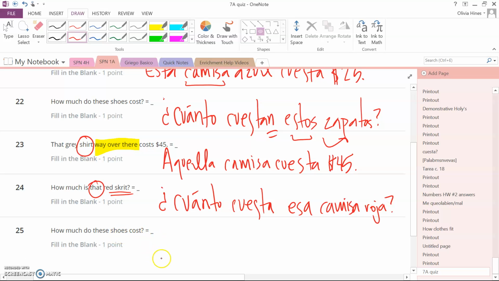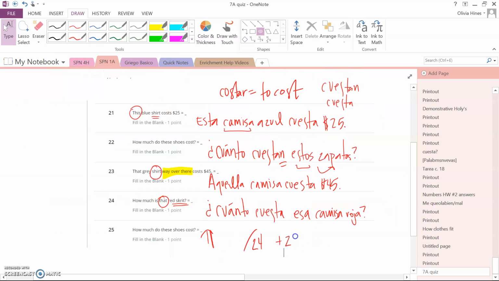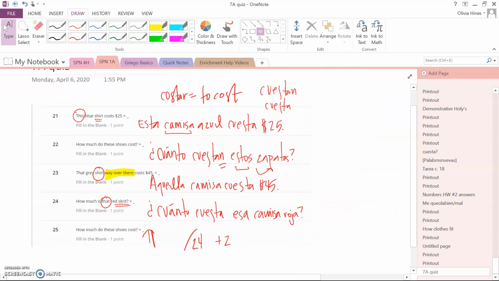How much do these shoes cost? That's the same one as there. So really this quiz is going to be out of 24 and everyone's going to get 2 points back because of the mistakes, if that makes sense. So let me know if you still have questions, but that is how you do that part.